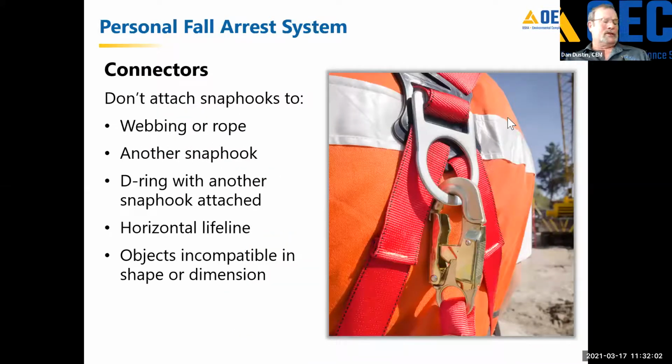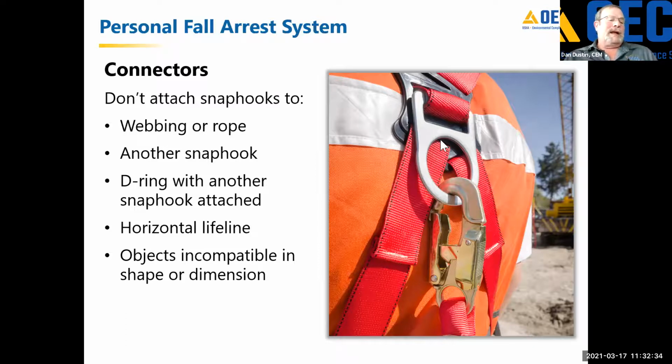As far as my connectors go, all of these connections are designed to be used one connection. In other words, I'll never put more than one snap hook on that D ring in the back. They do make attachments for some of these harnesses that will give you a second anchor point, but I should never have more than one snap hook or carabiner hooked to the back of that harness. I also don't want to connect my snap hooks directly to webbing or rope. I don't want to hook two snap hooks together.